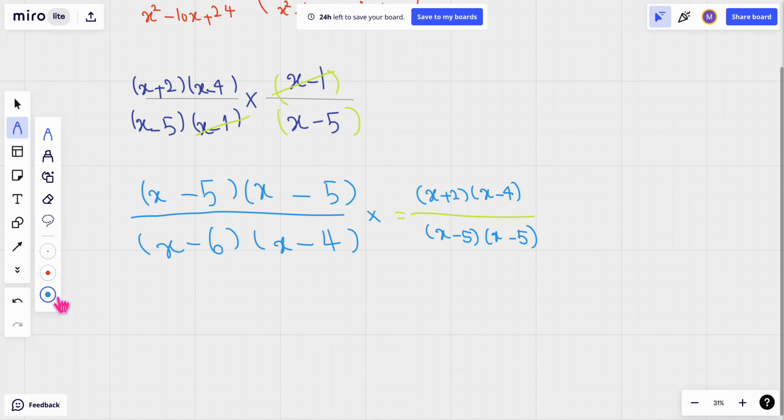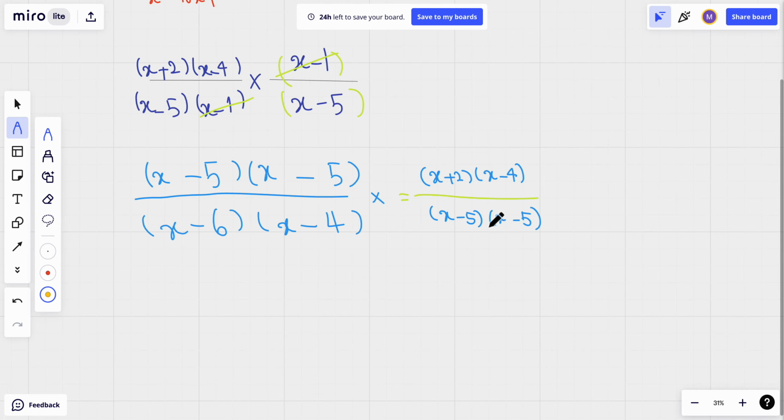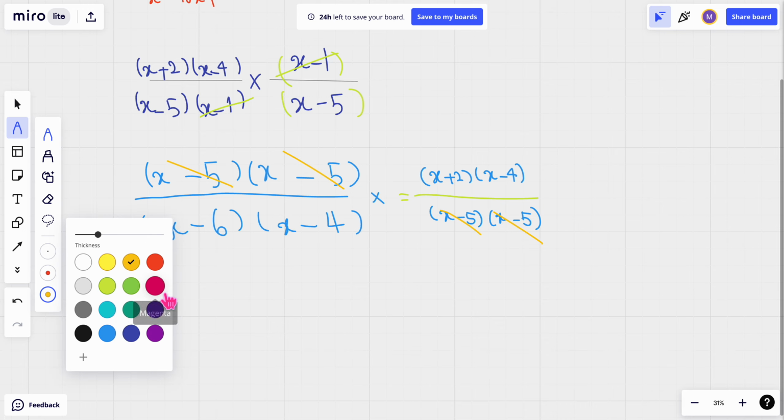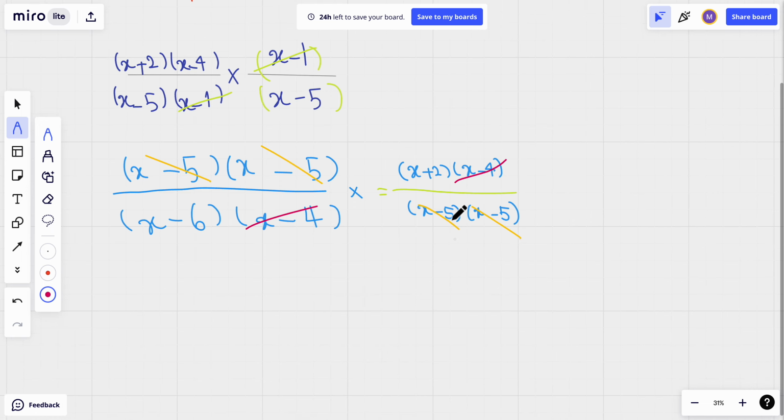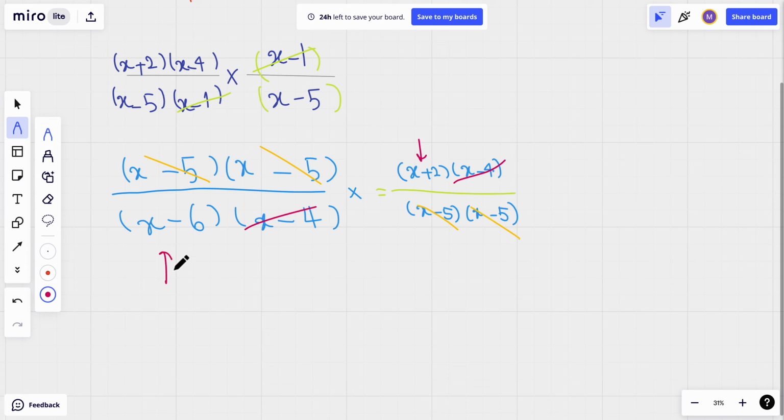Now off to the simplification. I have two x minus 5's inside numerator and denominator. Both of them get cancelled out. What else do I have? I have x minus 4 and x minus 4. What am I left with? Only these two. So the final answer is x plus 2 over x minus 6.